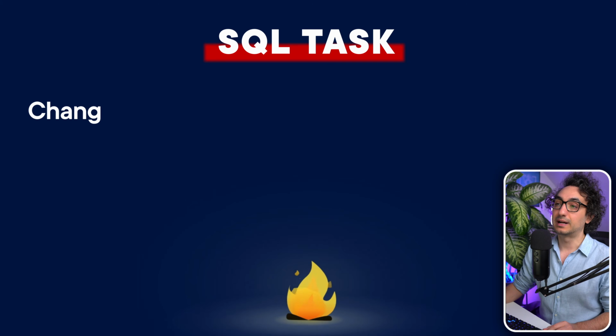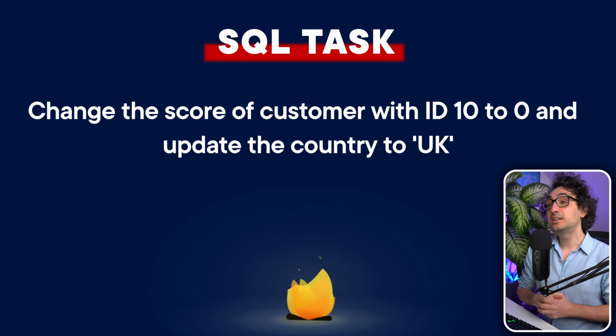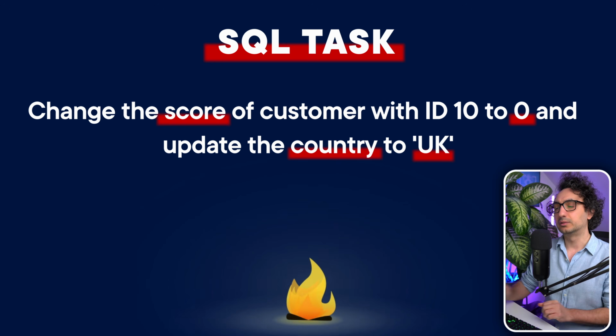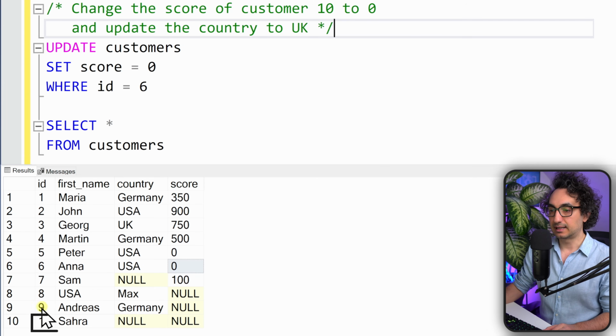Now let's move to another task. It says change the score of customer number 10 to 0 and update the country to UK. So this time we are targeting user number 10. As you can see, she doesn't have a country or score, and the task wants us to change the score to 0 and the country to UK. So now how can we do it?